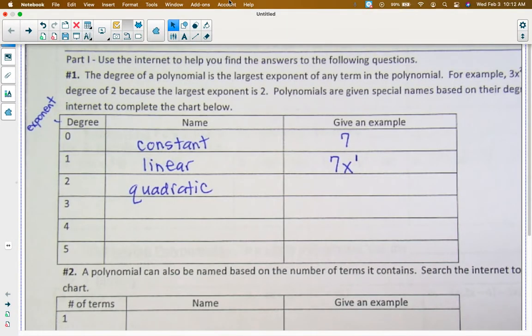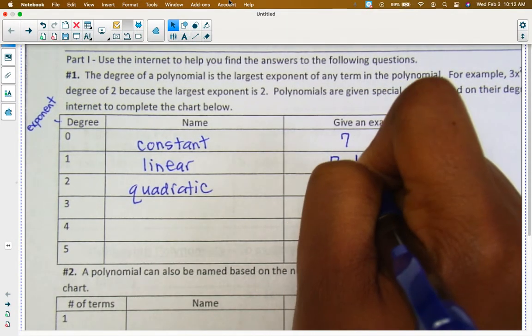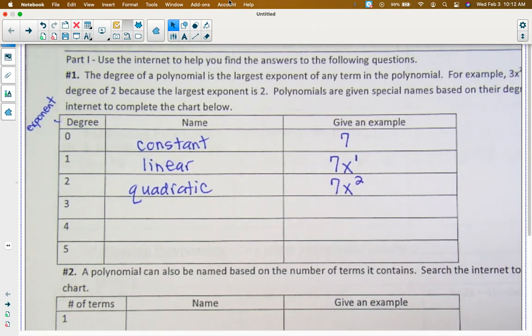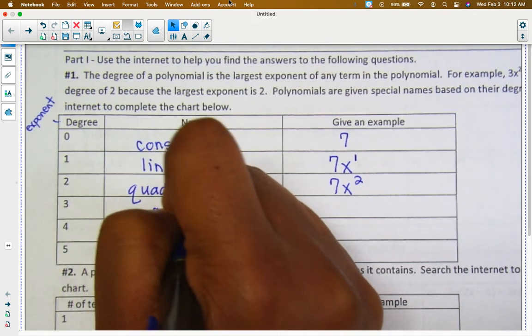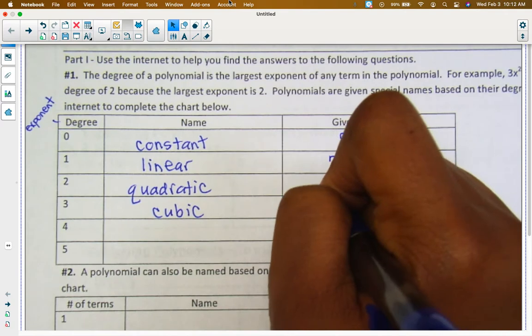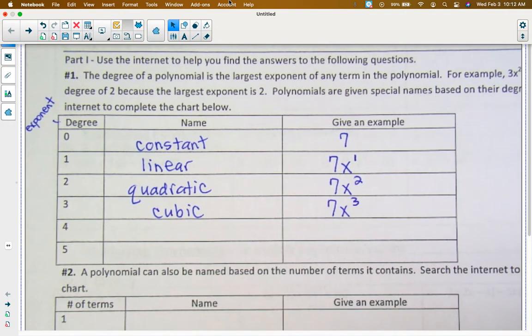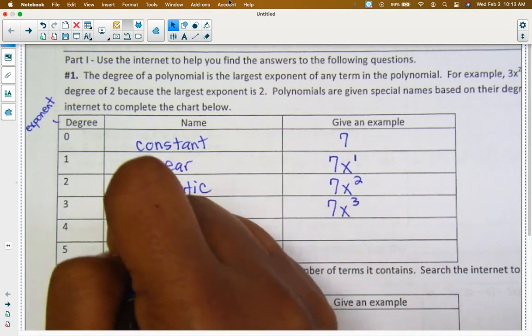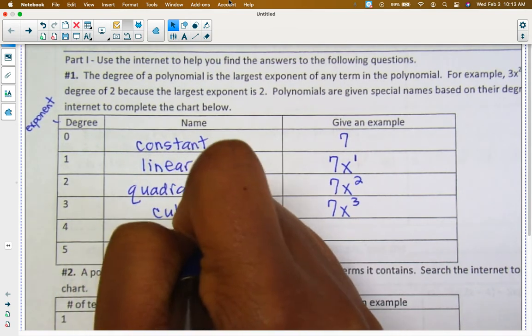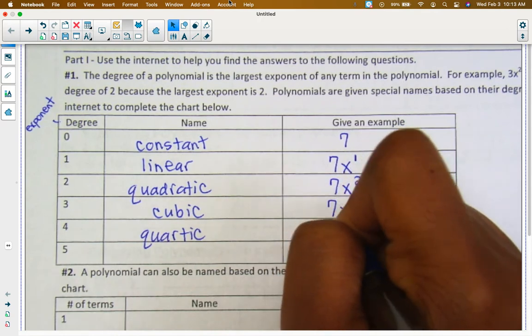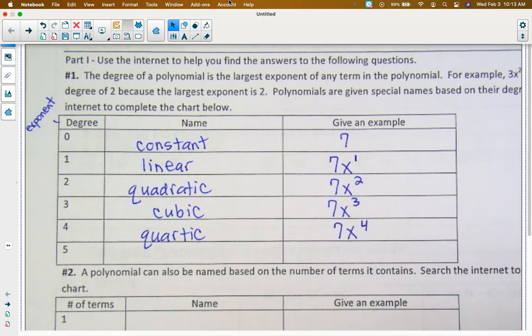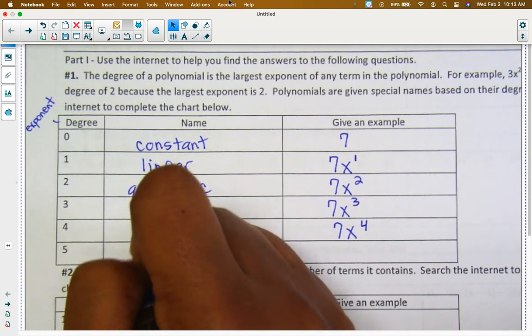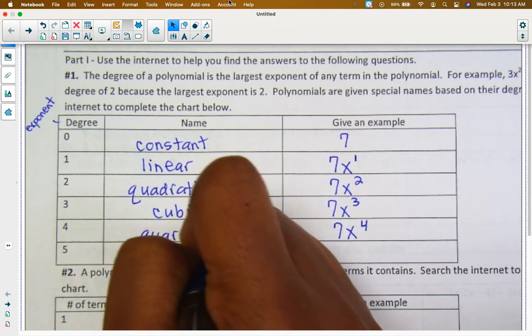And an example for that would be 7x squared. That would be something that is quadratic. If your highest exponent is 3, that is a cubic function. An example, 7x to the third. If your highest exponent is 4, that's quartic. And you probably guessed it. I'm just going to keep it pretty basic just because right now we're focusing on the degree, which is your exponent. And the last but not least, if your highest exponent is 5, that is a quintic term or polynomial.